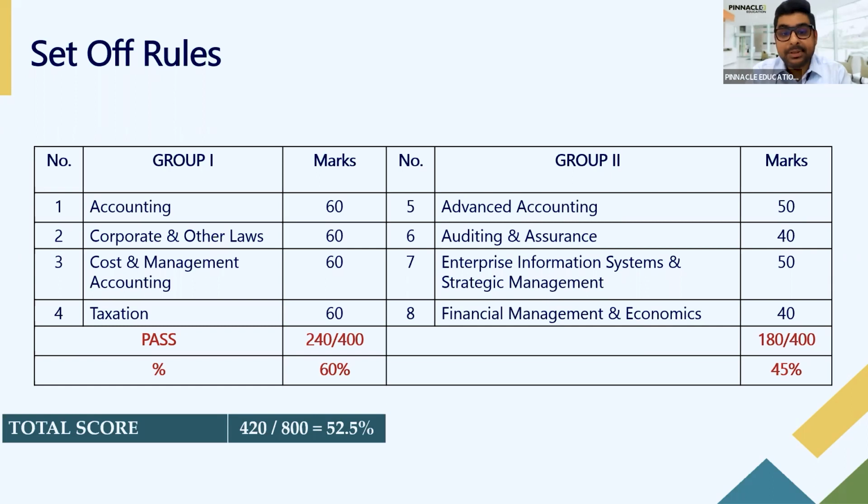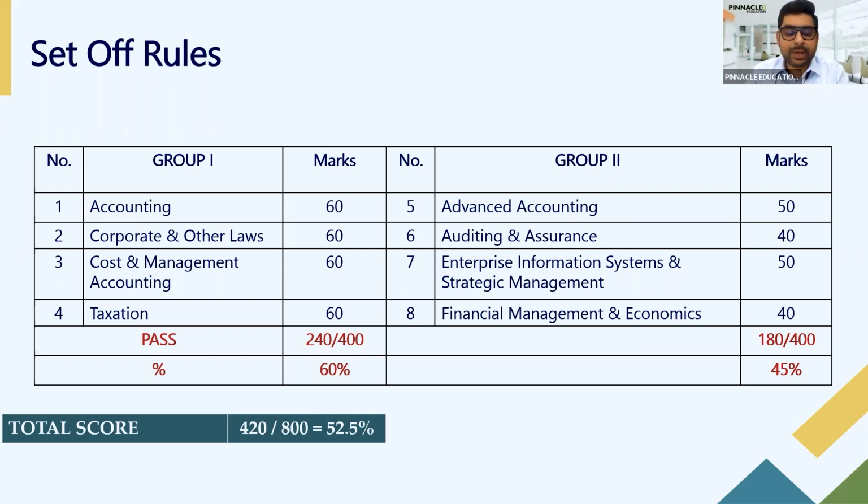So you know what has happened? You have scored exceptionally well in group one, 60%. You've scored less in group two, 45. But your high score in group one helps you make up or set off against group two. And as an aggregate, you score 52.5%, which is considered to be a pass. So the ICAI will say that this is an absolute pass result. Okay, so this is the advantage of giving both the groups together.